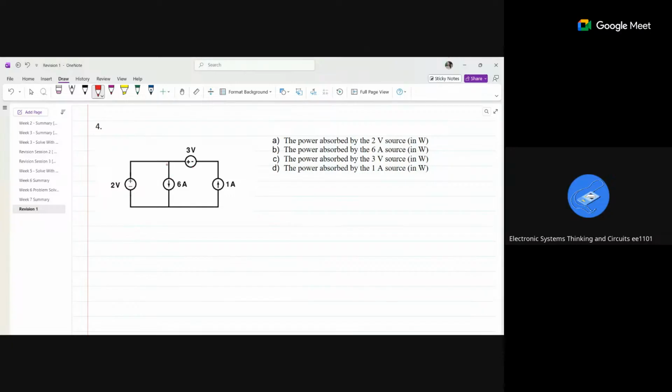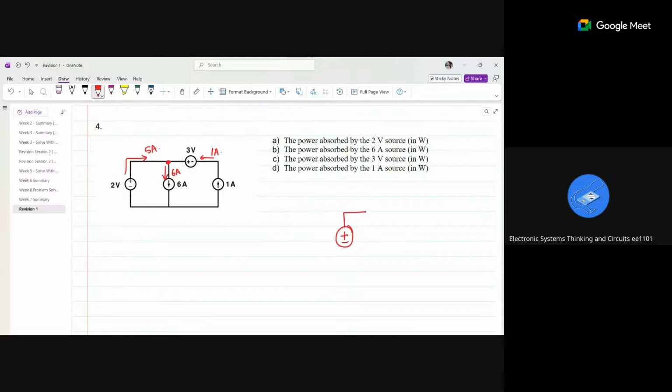So we'll just use KCL at this point to find the current flowing in this branch, right? Ma'am, across the 3 volt, can you explain once? Yeah, one second, I'll explain one by one. First I will use KCL to find the current in this branch. Here it is 6 ampere, and the 1 ampere is opposite, so it will be 5 amperes, right? P is equal to IV.